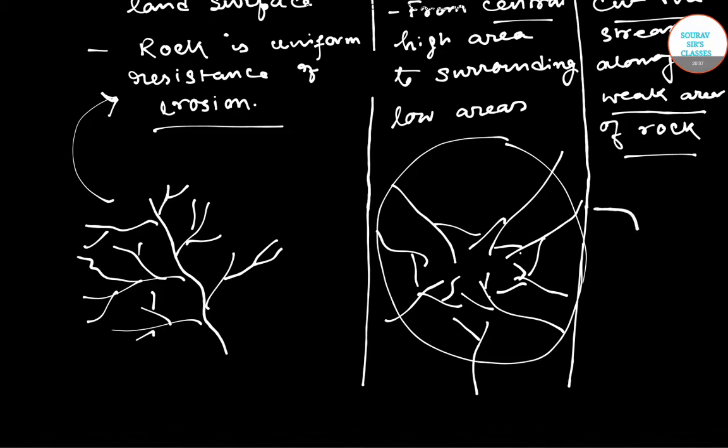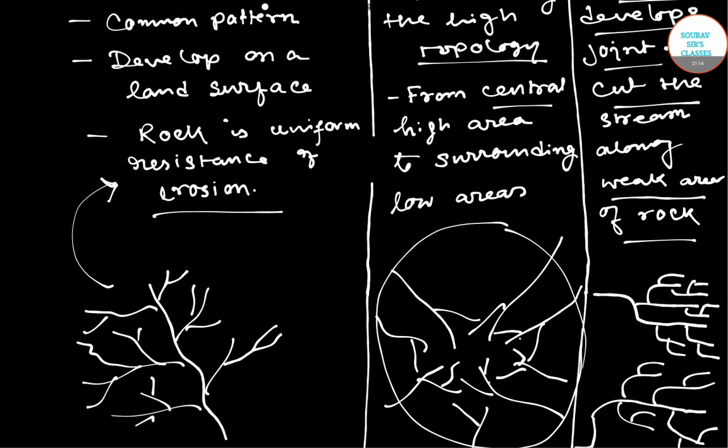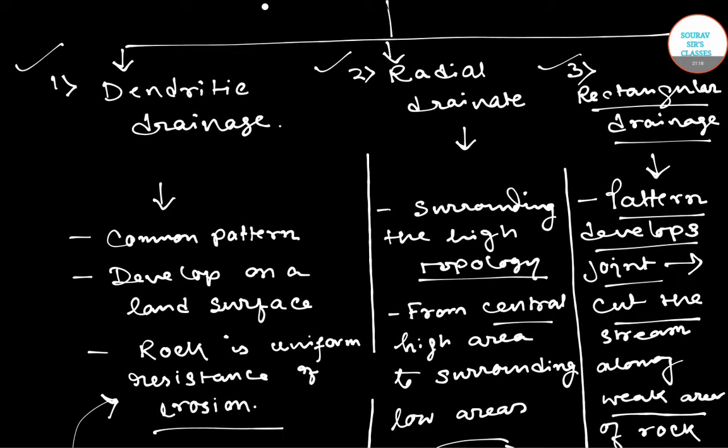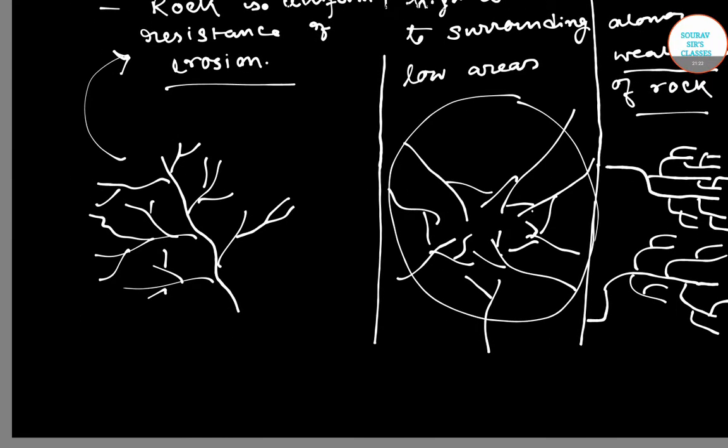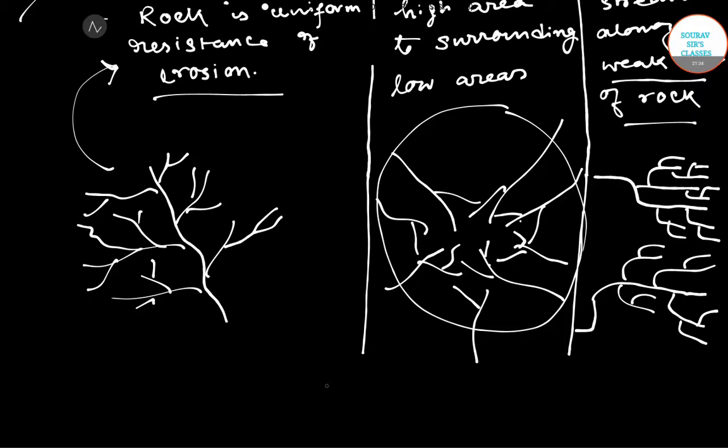Now let's see how it looks. It's like a linear pattern, like this, with branches and sub branches. So the diagram is like this. The question comes in drainage system: what are the types, what is the classification of drainage systems? You need to know these common points. These are the key points that I'm writing, and these are the diagrams about the drainage system.